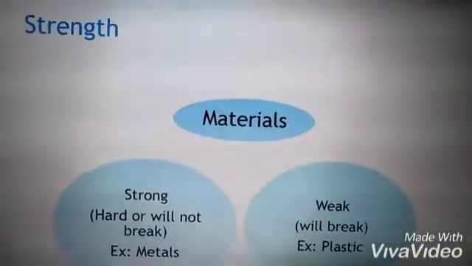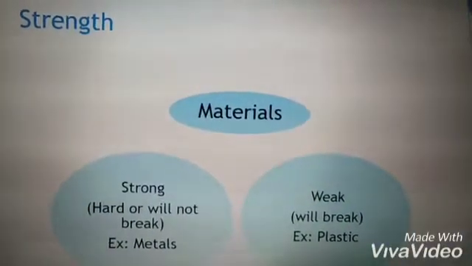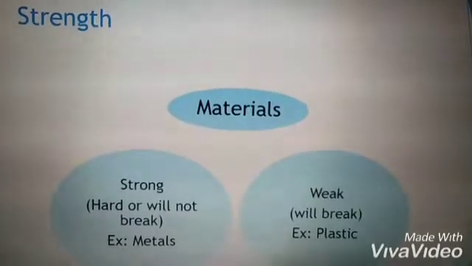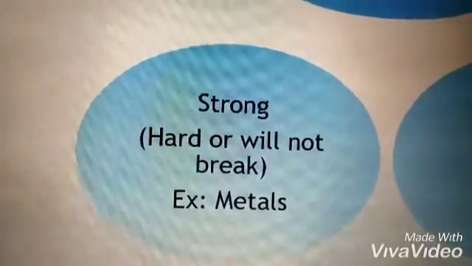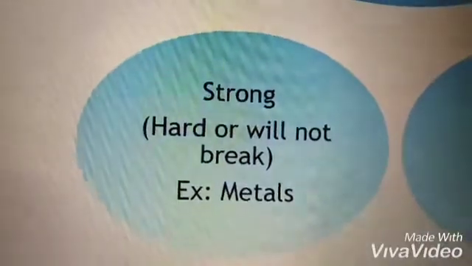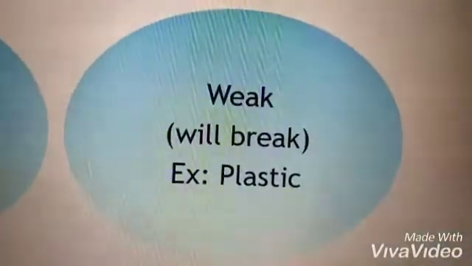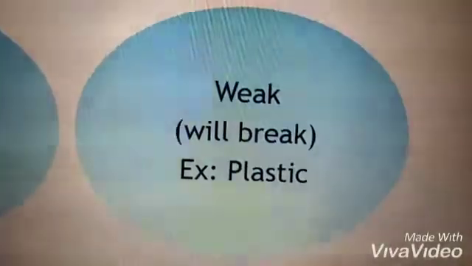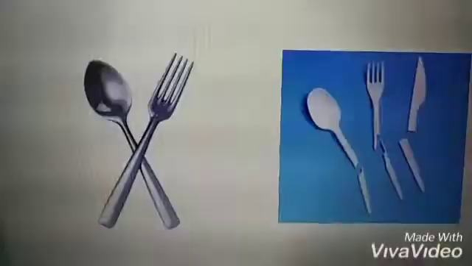Strength is another property for materials. According to their strength, materials can be divided into strong materials or weak materials. Strong materials are hard to break, or materials that will not break. Metal is an example of strong materials. Weak materials are materials that will break easily. Plastic is an example of weak materials.